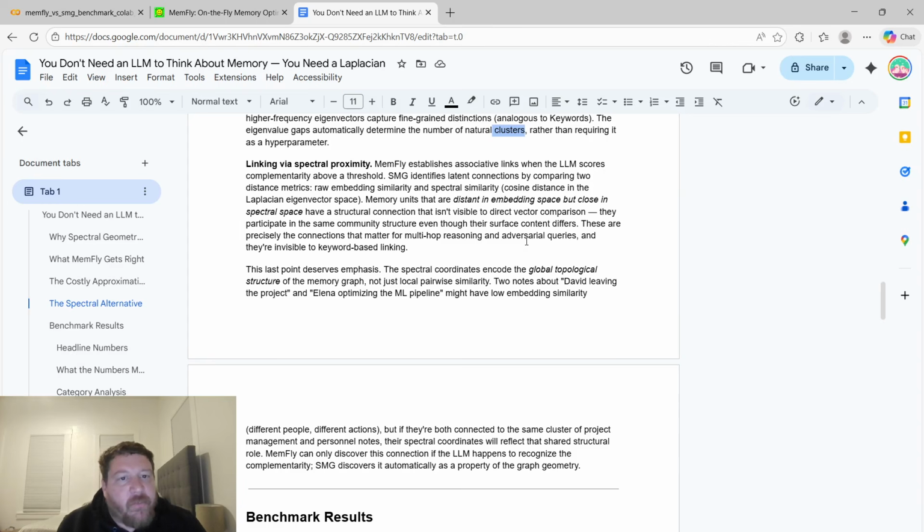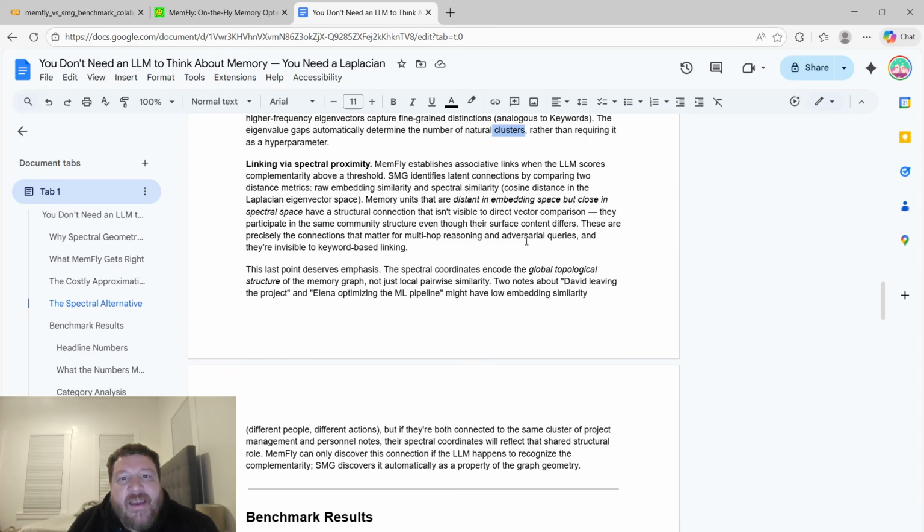And then the third element is linking via spectral proximity. MemFly establishes associative links when the LLM scores complementarity above a threshold. SMG identifies latent connections by comparing two distance metrics, raw embedding similarity and spectral similarity, in this instance cosine distance in the Laplacian eigenvector space. Memory units that are distant in embedding space but close in spectral space have a structure of connection that isn't visible to direct vector comparison. They participate in the same community structure even though their surface content differs.